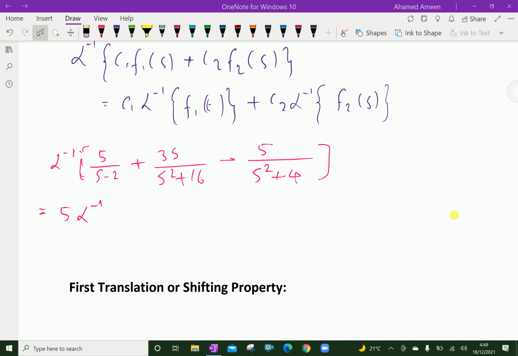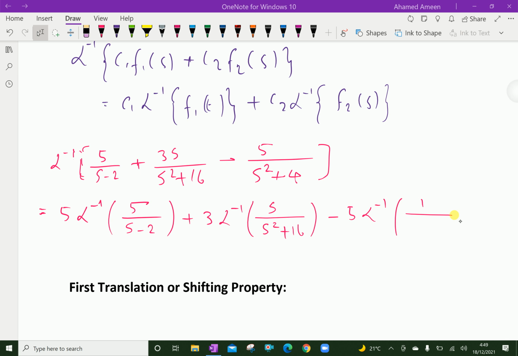5 times the inverse Laplace transform of 1 over s minus 2, plus 3 times the inverse Laplace transform of s over s square plus 16, minus 5 times the inverse Laplace transform of 1 over s square plus 4. Here 5 is taken out, here 1 comes.